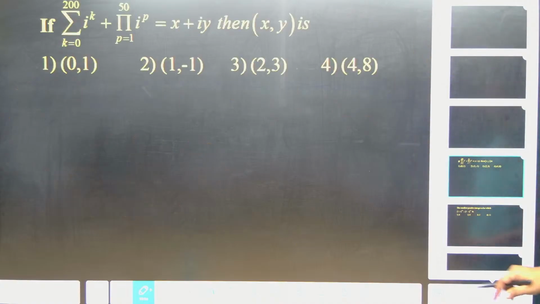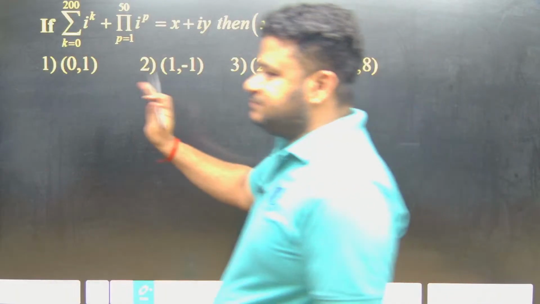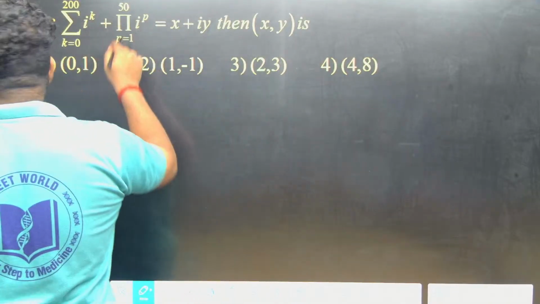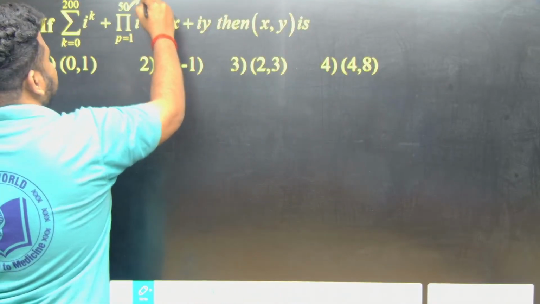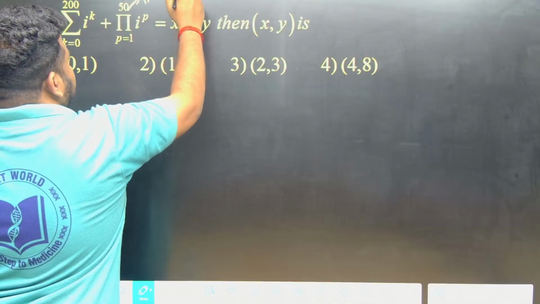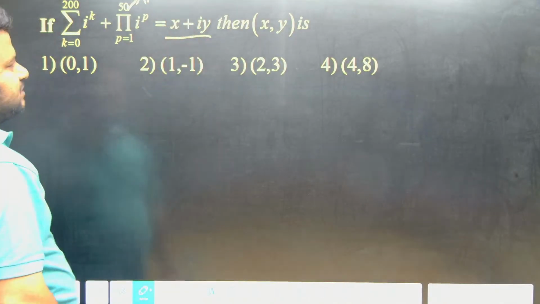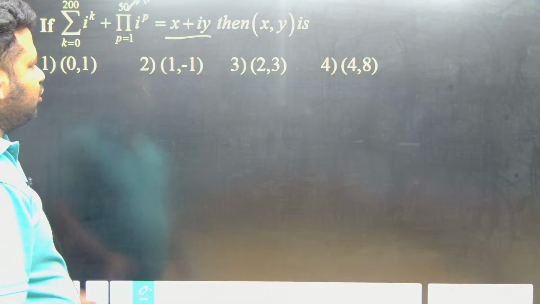Yeah, we have a question on iota. See, this is summation, which means we have to add everything. This is pi, which means it is the product. They are talking about the product. So this is x plus iy. What is this x plus iy? Going forward, I will tell you.